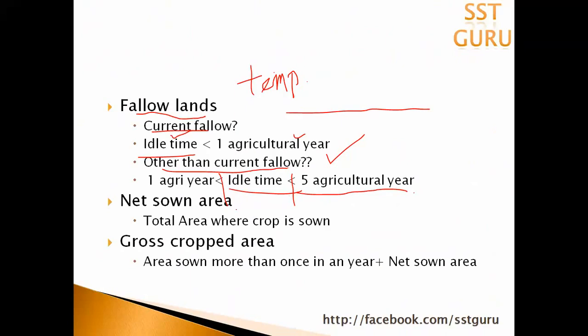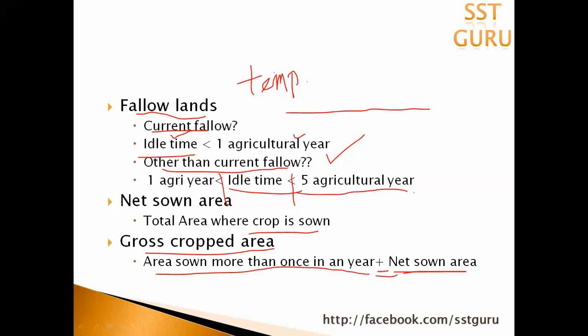Okay, and now we're coming on to the next definition, that is net sown area. Net sown area is the total area in which the crop is sown in India. Okay, so this is known as the net sown area. And coming on to the next definition, which is the gross cropped area. Gross cropped area is the sum of the area sown more than once in a year plus the net sown area. Okay, net sown area is what is currently being sown, and apart from that you add the area sown more than once, this is an addition.